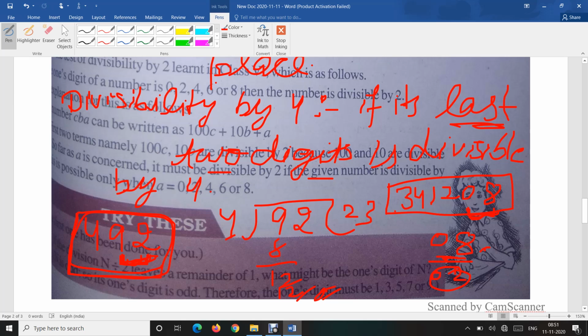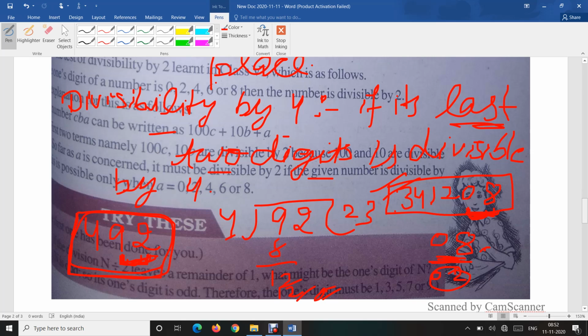That means this 08 is divisible by 4 completely. If these are the last two digits of this number and they are divisible by 4, that means this complete number is divisible by 4. You can check by doing the actual division. I'm damn sure that you will get the remainder 0. So divisibility by 4: if the last two digits of a number are divisible by 4, then that number must be divisible by 4.